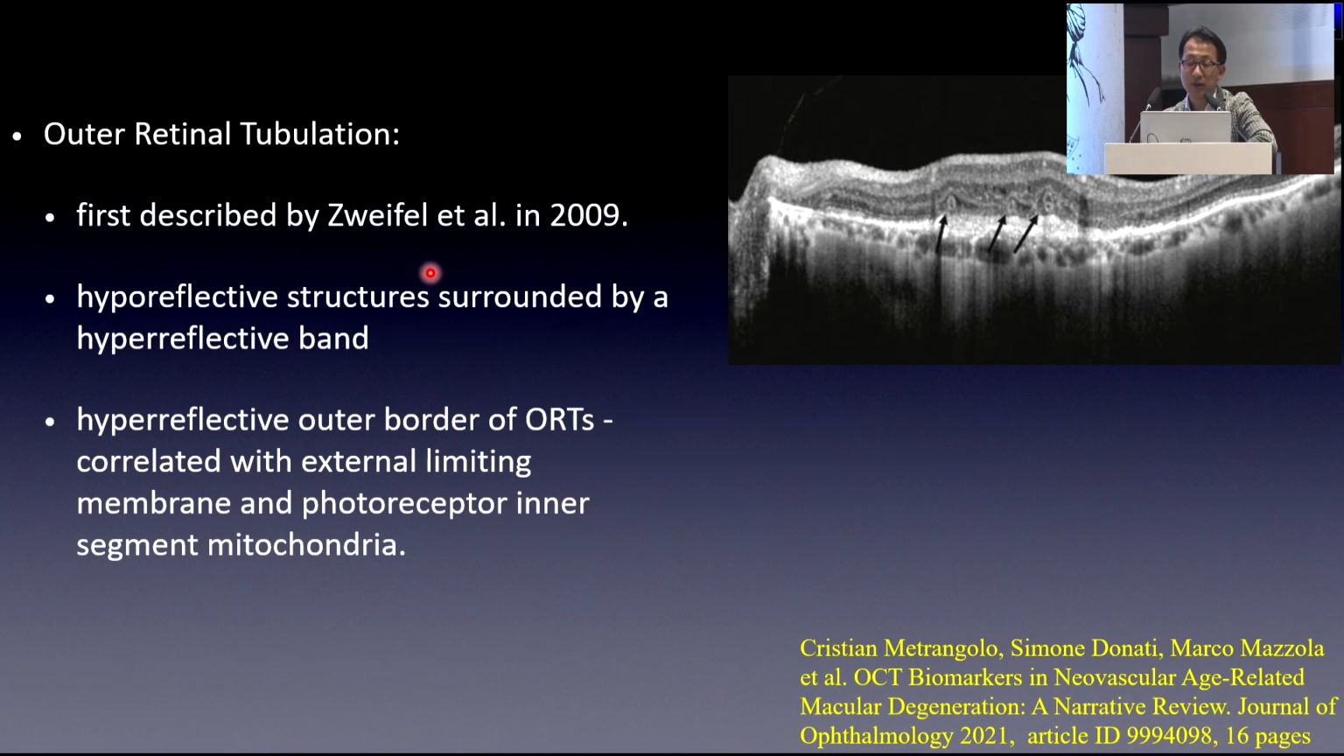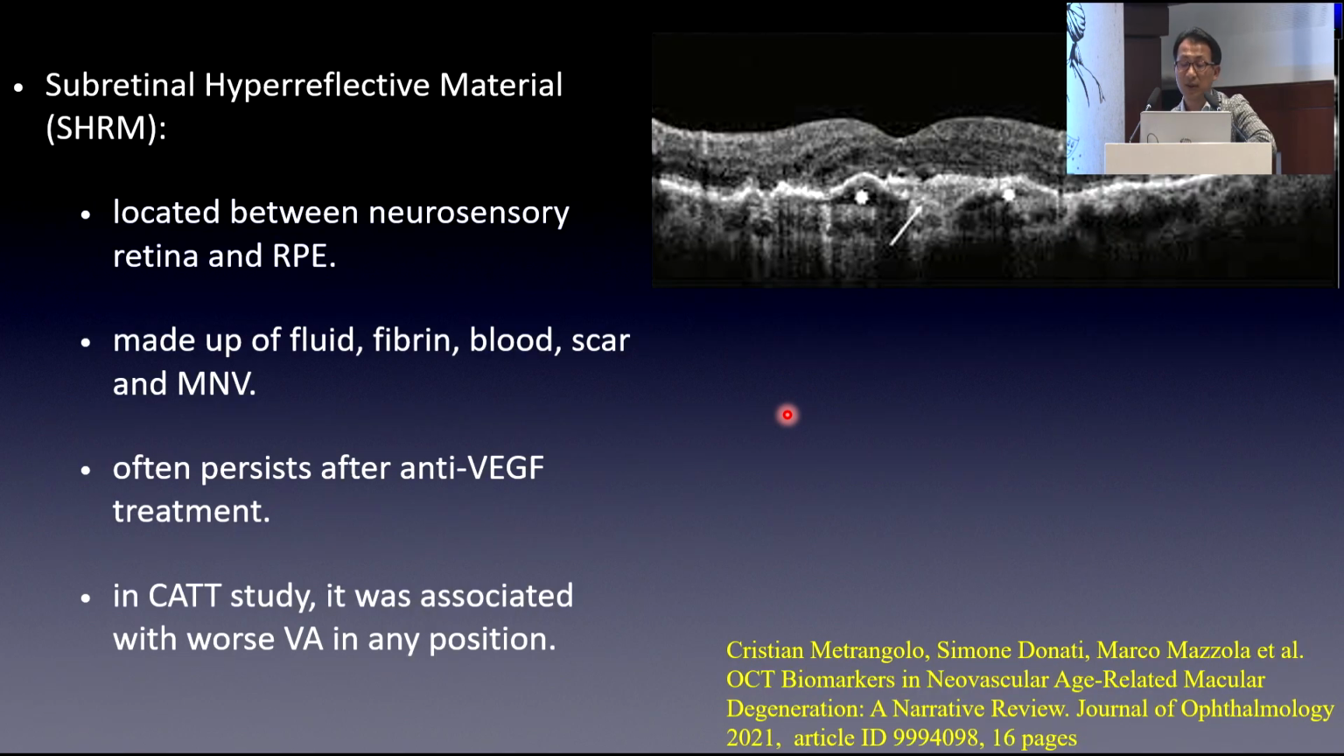So one important sign is the outer retinal tubulation, which was first described by Zweifel in 2009. It is a hyporeflective structure. Here you can see this is the outer retinal tubulation. Presence of this is usually the worst prognosis.